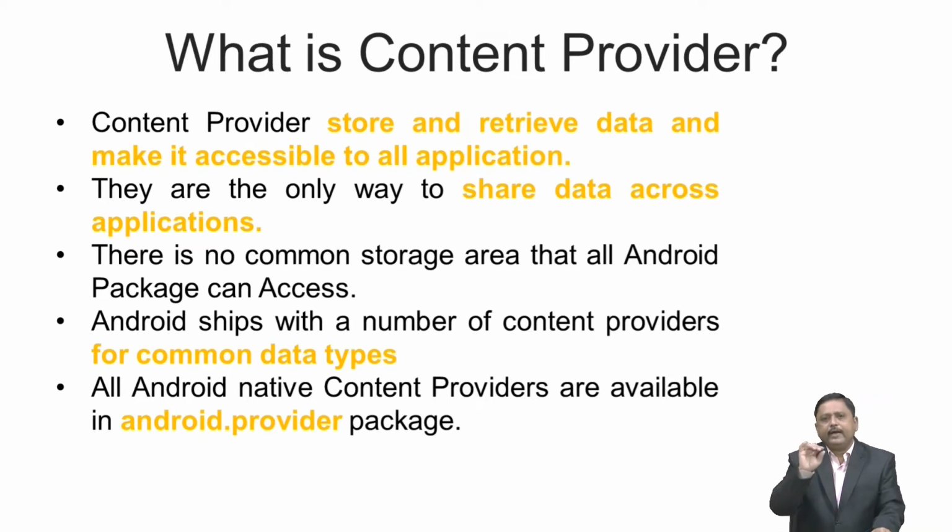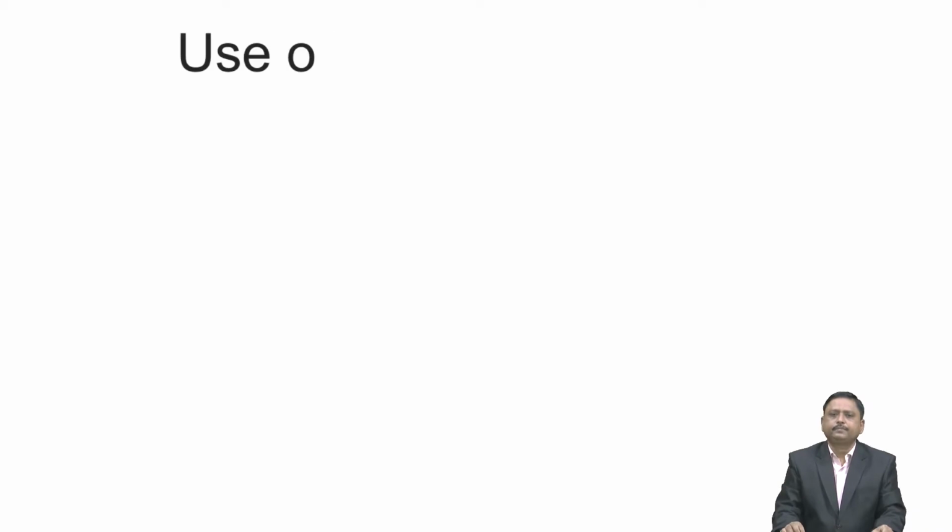So when you write import android.provider and then dot, you will be able to see the list of all native content providers. Native means it is there in Android for sharing data among applications, right? You can also create your own content provider, that we will discuss later on.